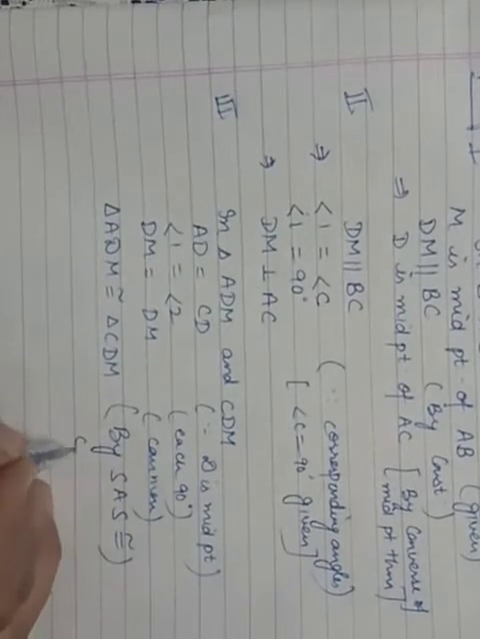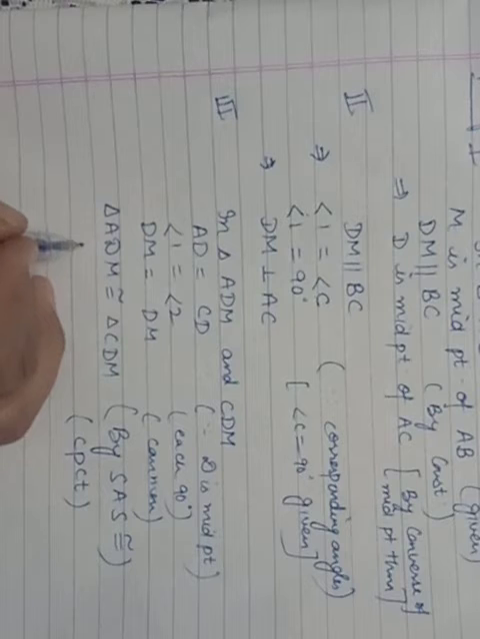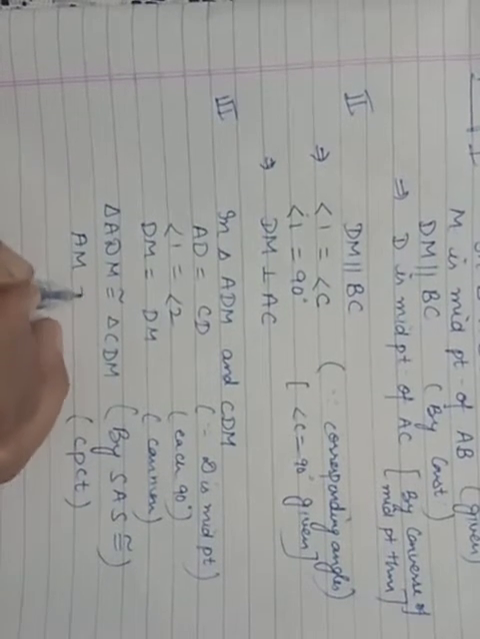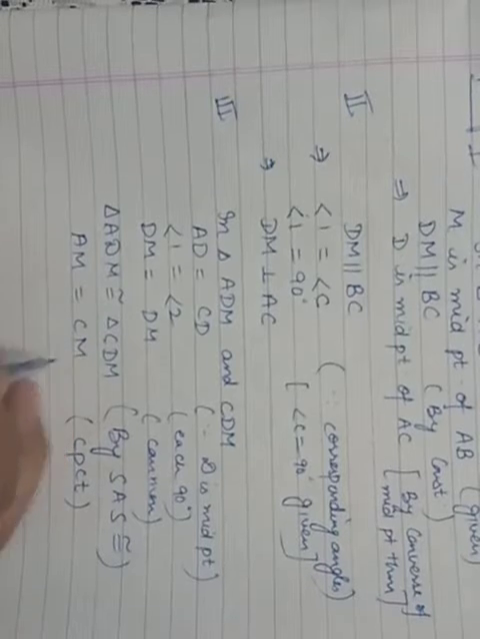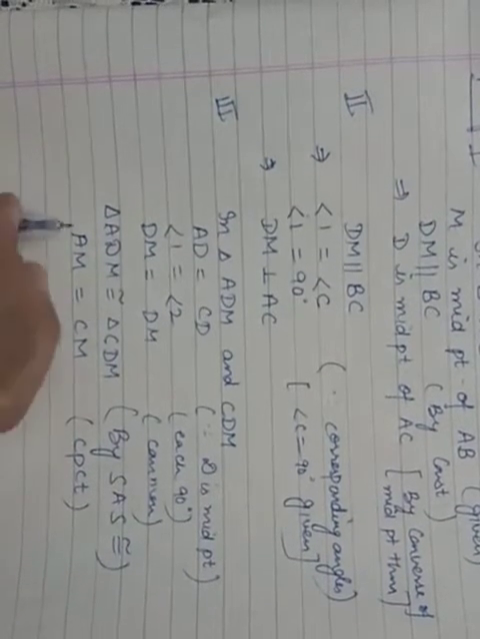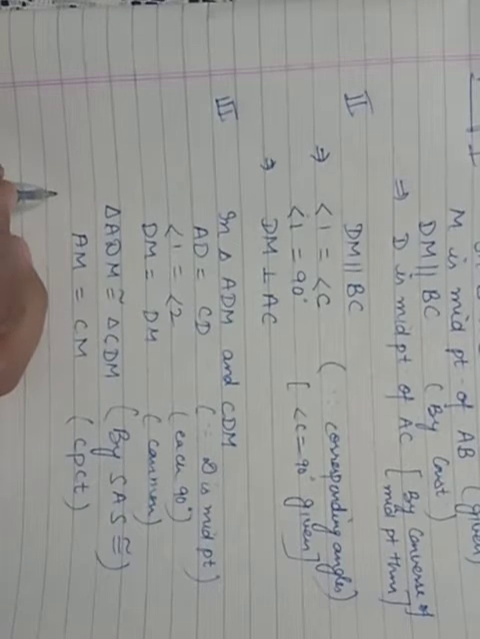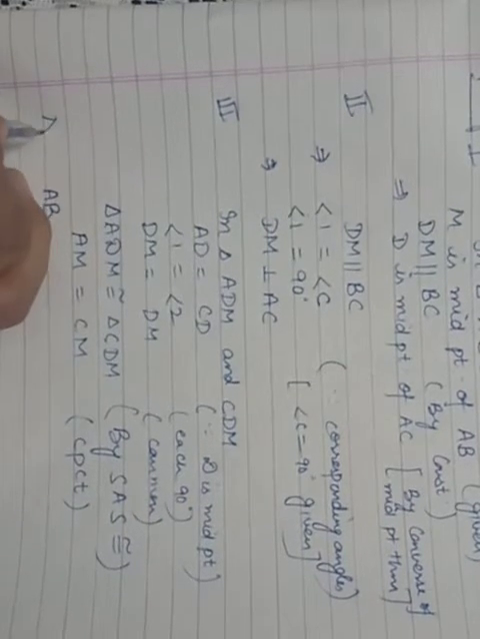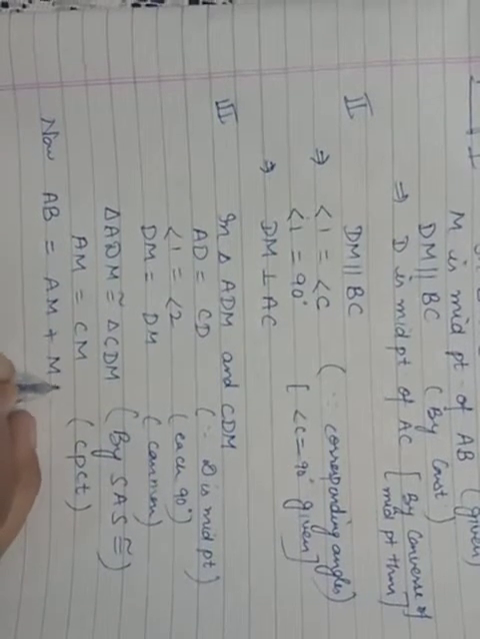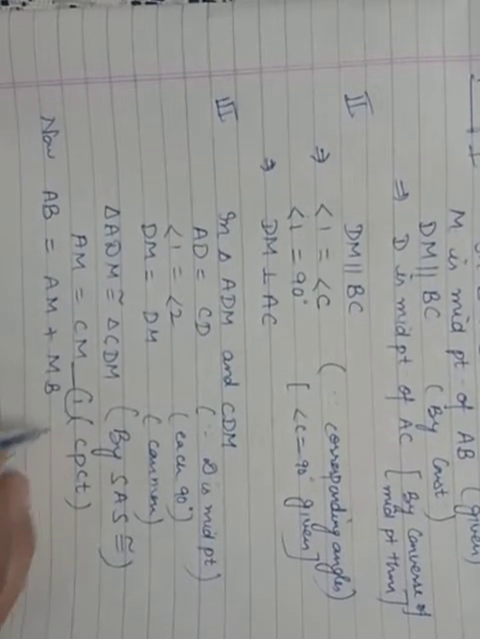Now by CPCT, we will prove that CM is equal to AM, or AM of this triangle is equal to CM of this triangle. But still we have to prove this is half of AB. Now AB we can write as AM plus MB. You can write it as equation 1. Now, after proving something more, we will put it here.